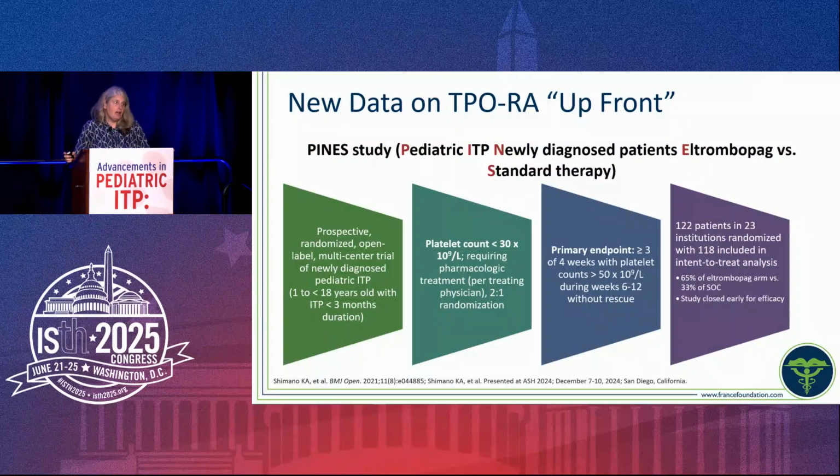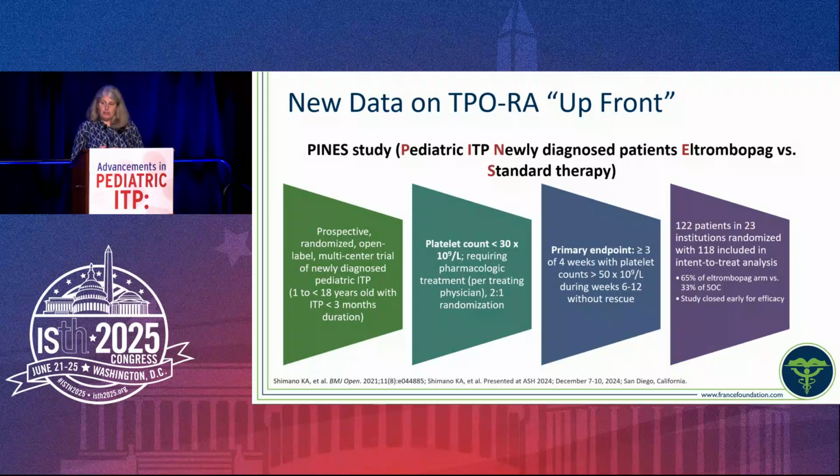This is just a study I want to highlight. There is an ASH abstract from this year, from just the most recent ASH meeting, that people can reference, and hopefully the manuscript coming out soon. But this is the PINE study. This is pediatric ITP, newly diagnosed patients that received either eltrombopag or standard of care therapy.